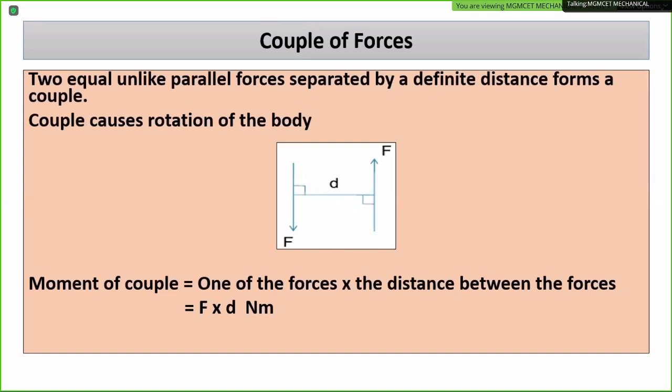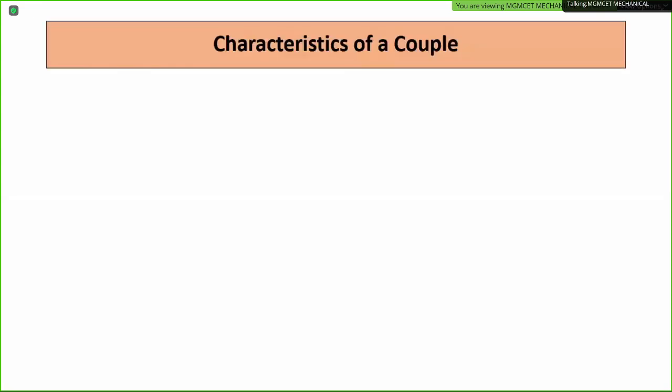Couple causes the rotation. So moment of the couple is nothing but product of one of the force and perpendicular distance. So moment will be here F into D. And again, it may be clockwise or it may be anti-clockwise. आप जो भी sign convention use कर रहे हो, clockwise अगर positive कर रहे हैं, so it will be positive, and anti-clockwise will be negative here. Then characteristics of the couple.